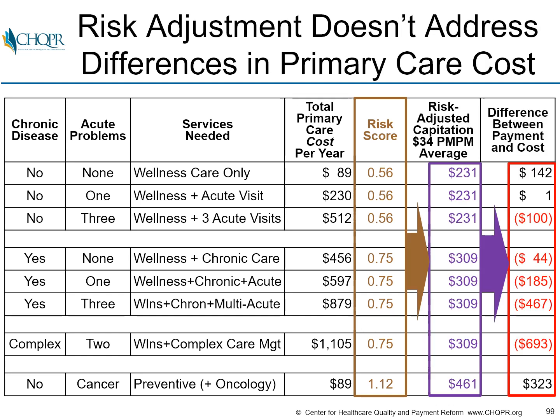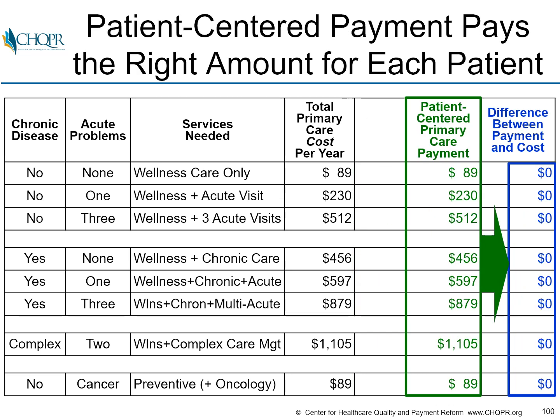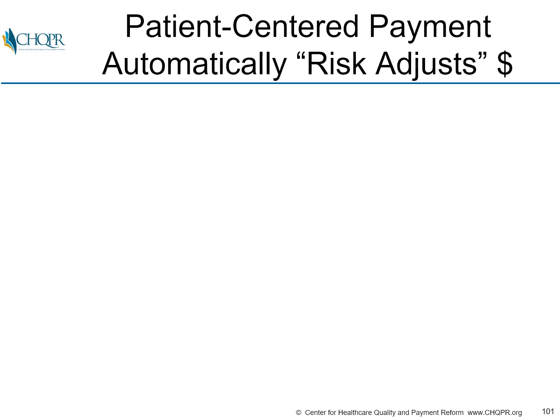So for these 8 patients, the risk-adjusted capitation amounts would likely still differ dramatically from the relative cost of the primary care services, and the practice would still be underpaid for higher need patients. In contrast, the patient-centered primary care payment amounts are specifically designed to match the differences in the time and costs of primary care services for different patients, so there is no penalty for serving higher need patients. This enables patient-centered primary care payment to automatically risk adjust the revenues for the primary care practice based on the number and types of patients it is caring for.